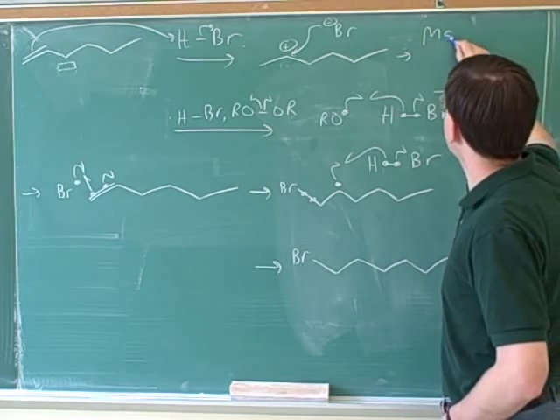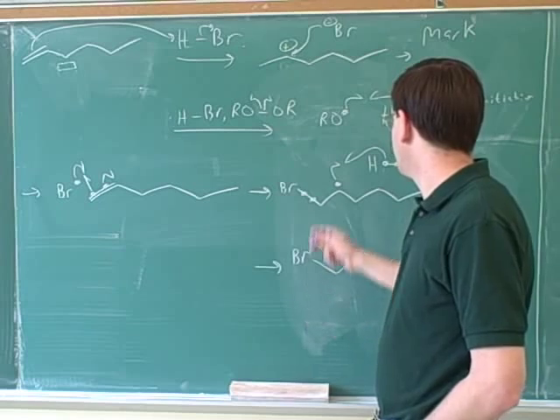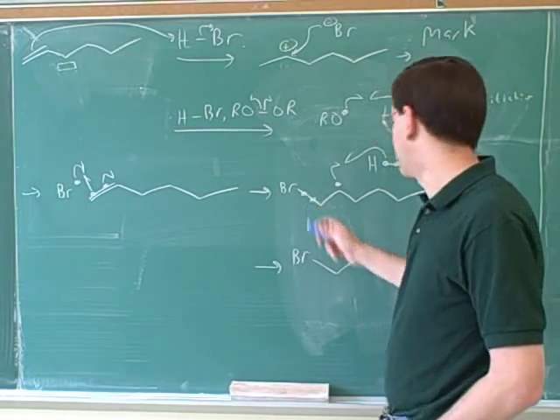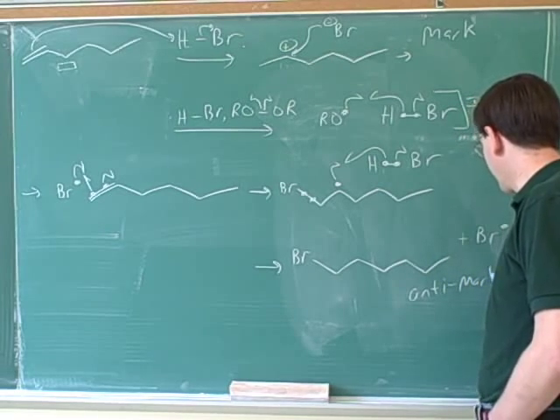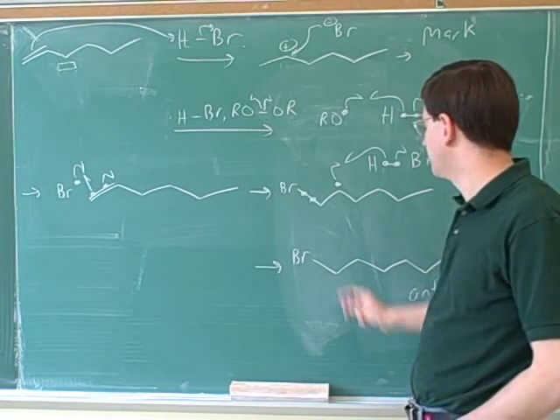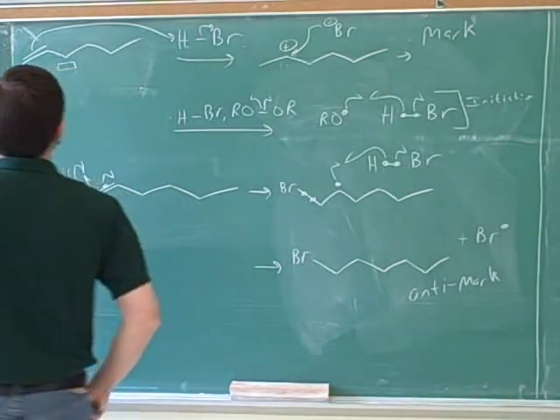The first reaction was the Markovnikov, because the electronegative atom ended up on the more substituted carbon. And then the second reaction was anti-Markovnikov, because the electronegative atom ended up on the less substituted carbon, and we can explain that with the mechanism. So this is a distinction you're pretty sure to see tested on the exam.